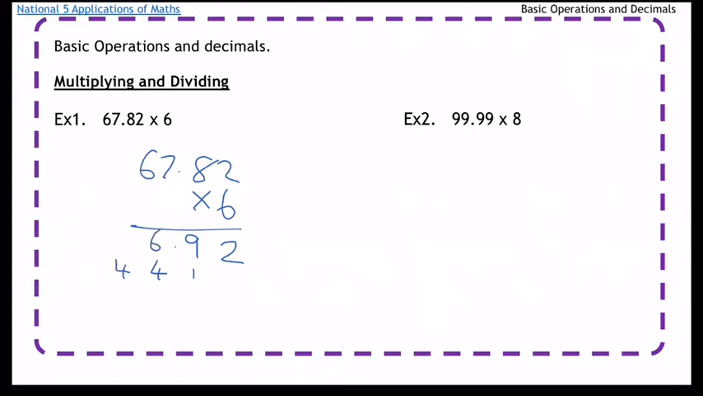6 times 6 is 36 plus 4 is 40. So 406.92.